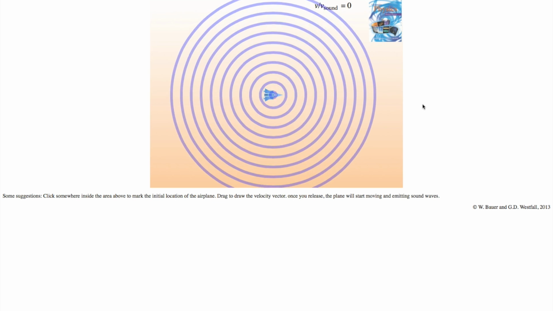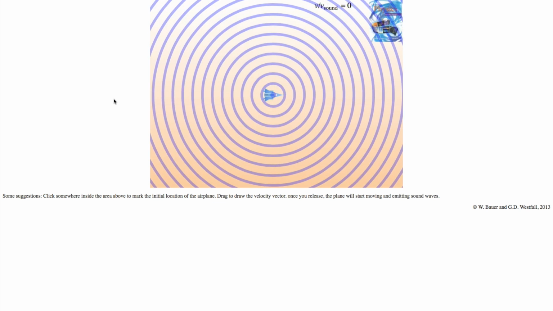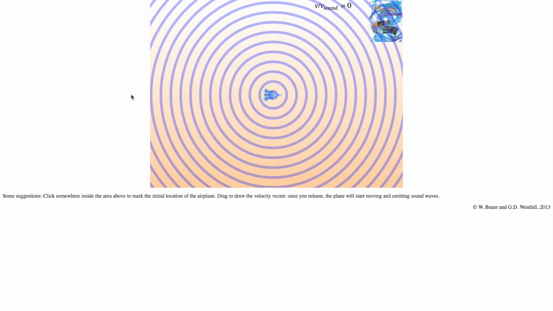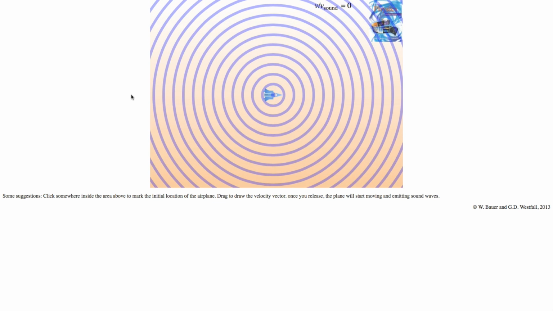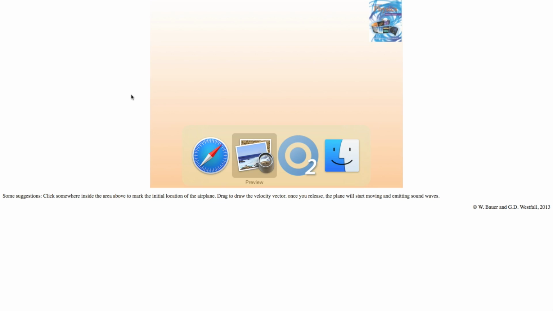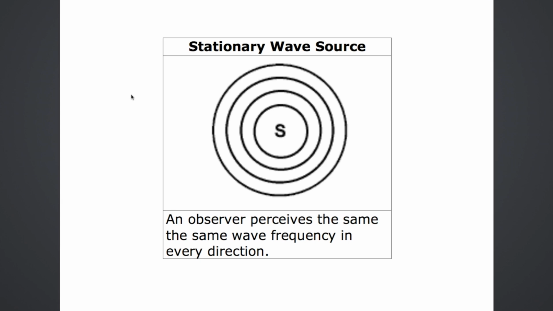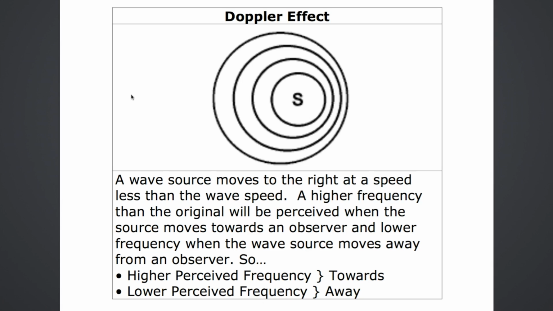So again, if I'm to the right, I'm perceiving the same frequency as to the left. The wavelengths are the same, and everything sounds the same with this object, no matter where you are, because indeed it is stationary. Well, let's look at another case where we have an object in motion. That's called the Doppler effect.